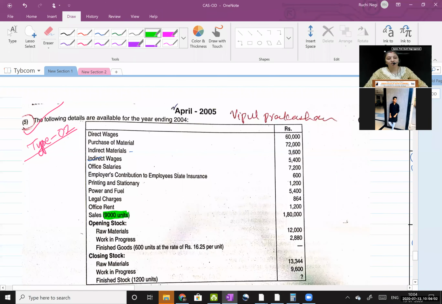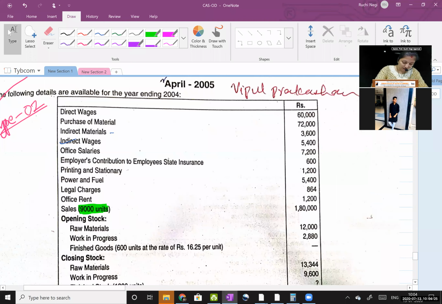Units sold is given in the question? Yes. Okay, so that means quantities are there. Yeah, Devanshi, units produced and units sold will be given. Either of the one, not both. Either of the one will be given. So sales, 9,000 units sold is given to us. So this indicates it's a type 2 sum.